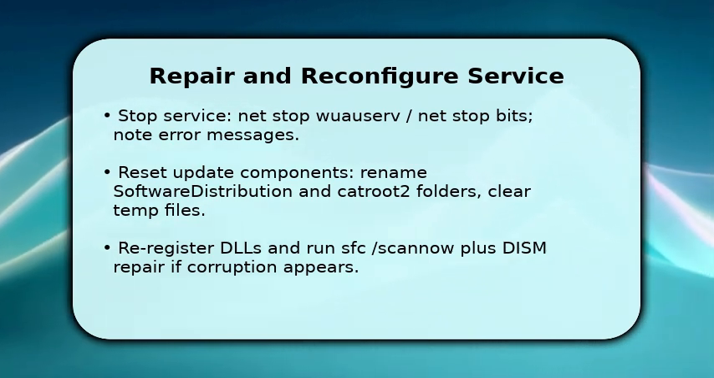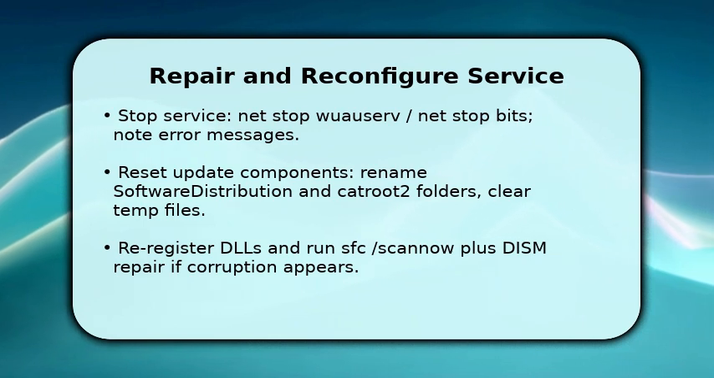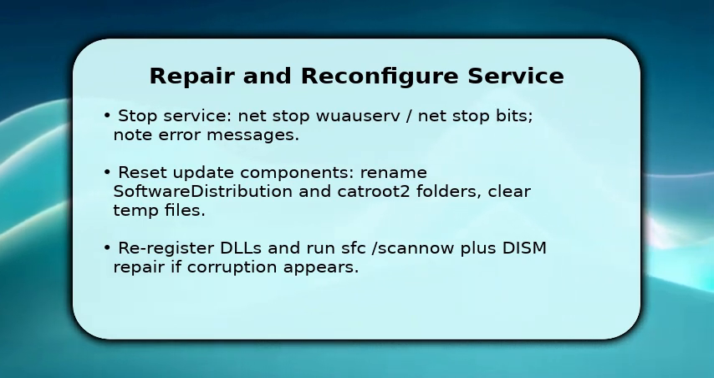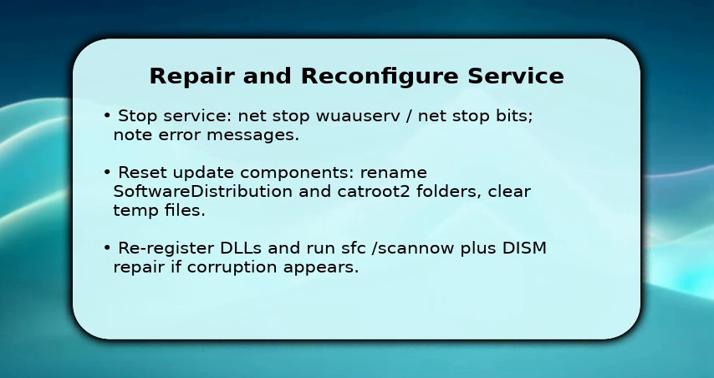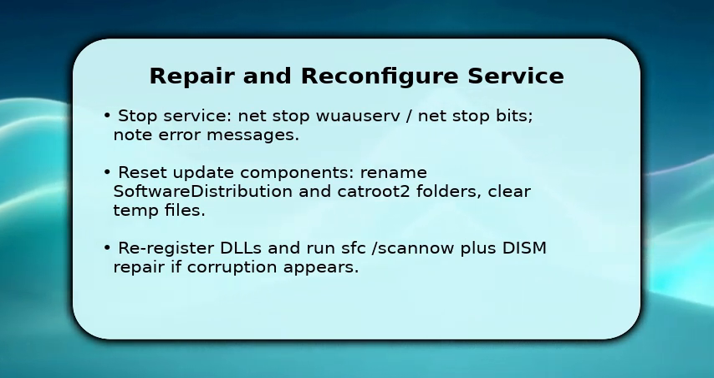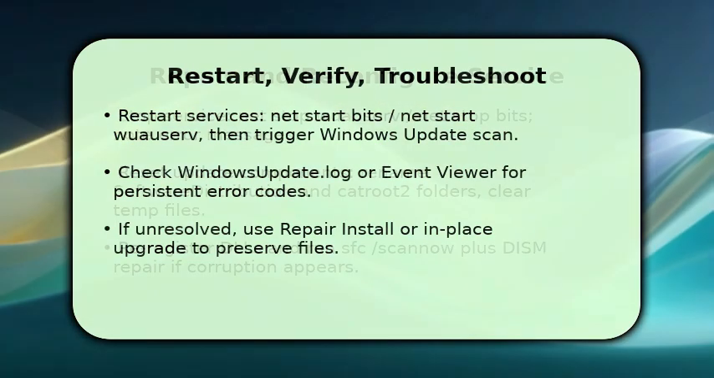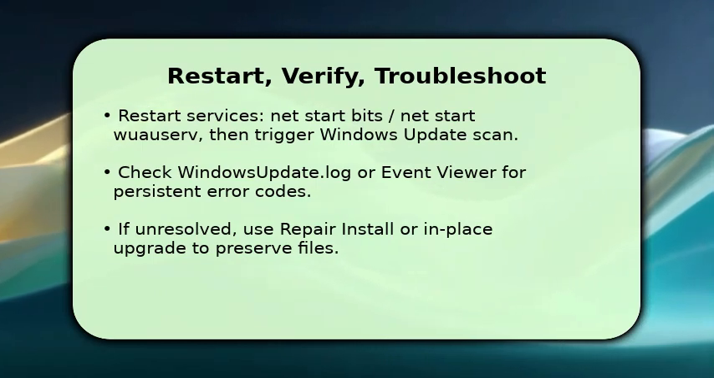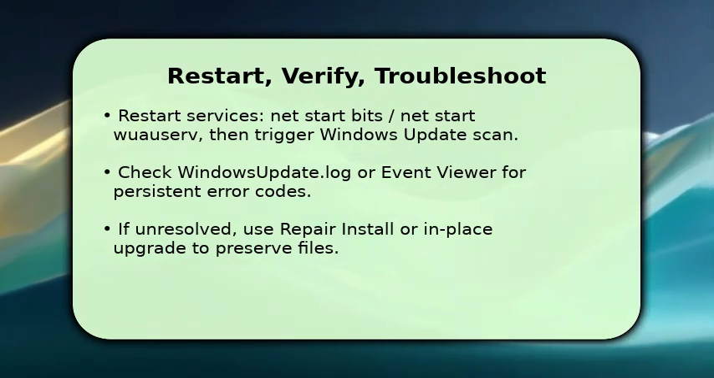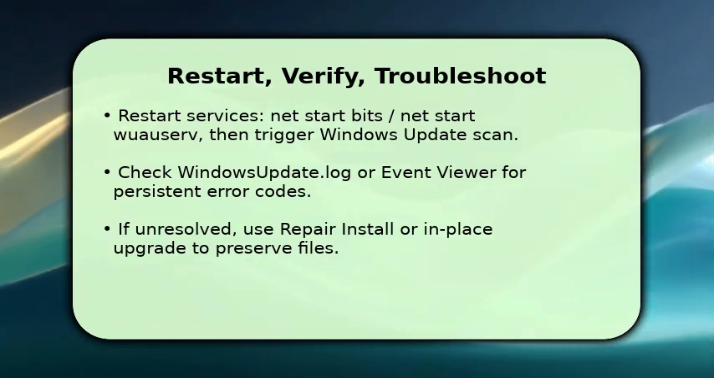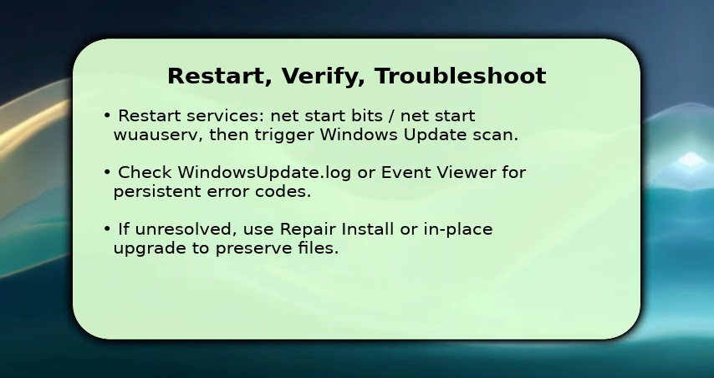After that, re-register key DLLs used by the update service and run sfc /scannow, followed by DISM /RestoreHealth if file corruption is suspected. These steps replace broken state and restore clean components for a reliable restart. You restart the repaired services and immediately trigger an update scan to confirm activity. This verifies success fast.